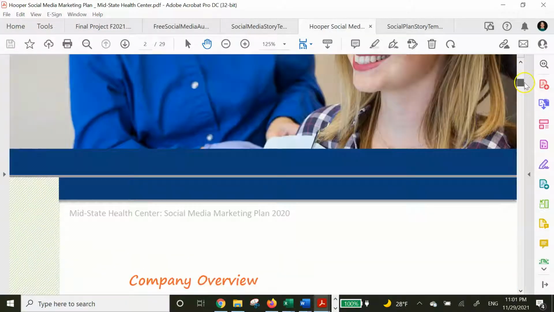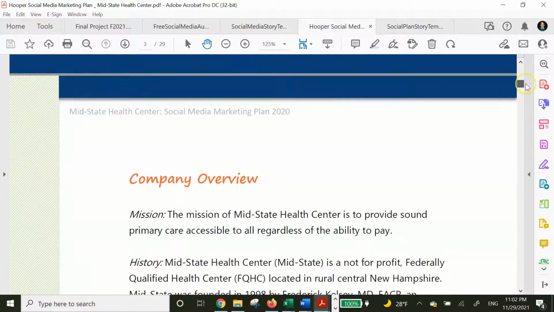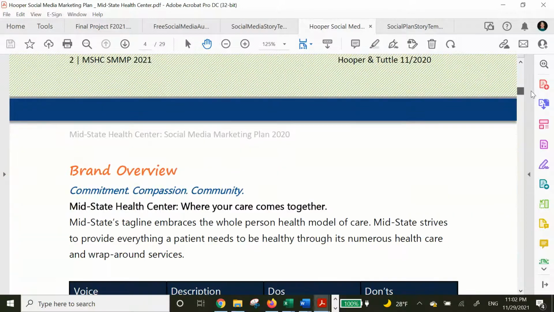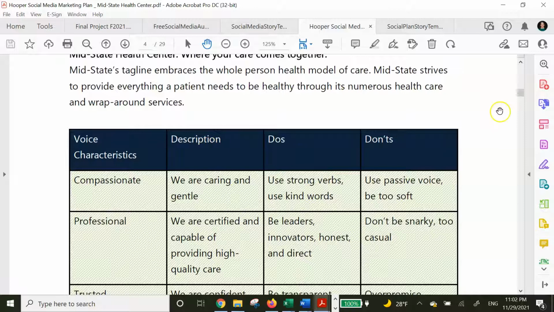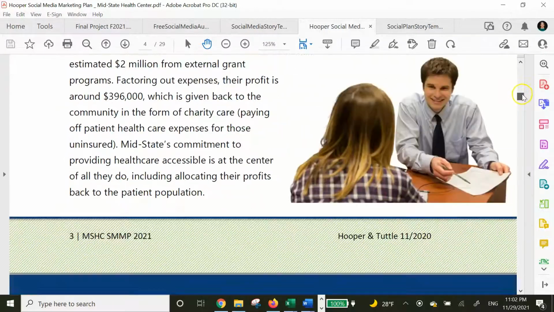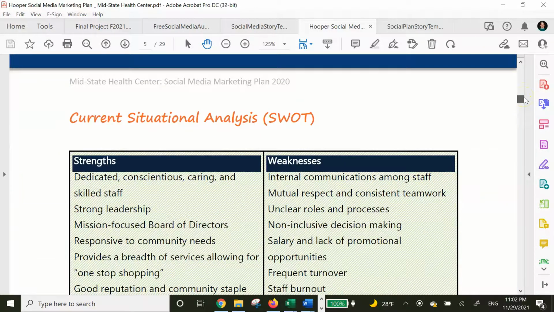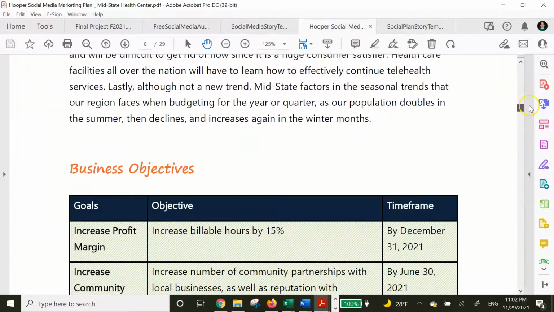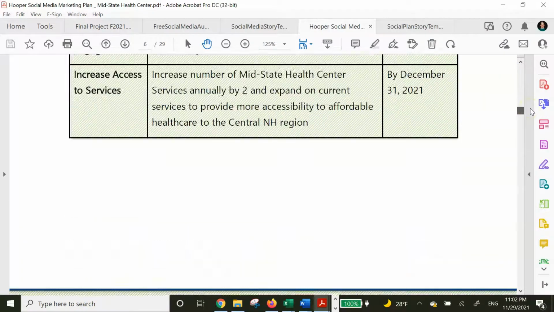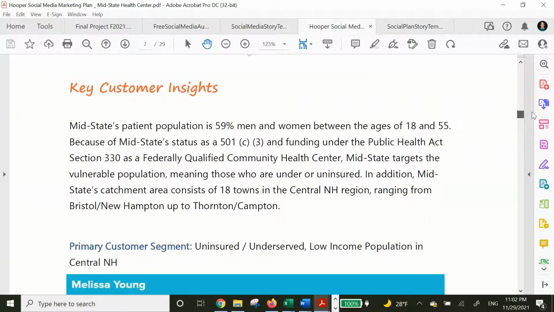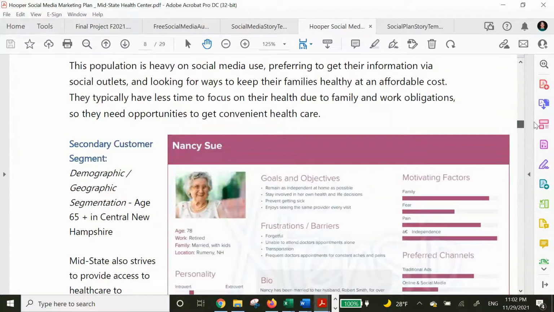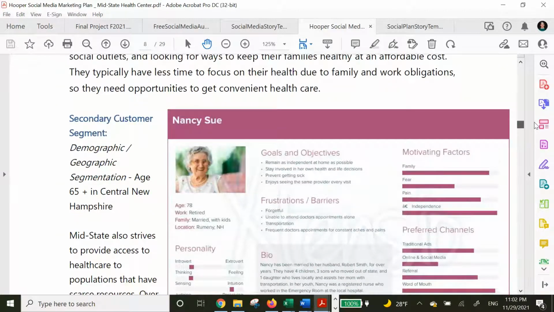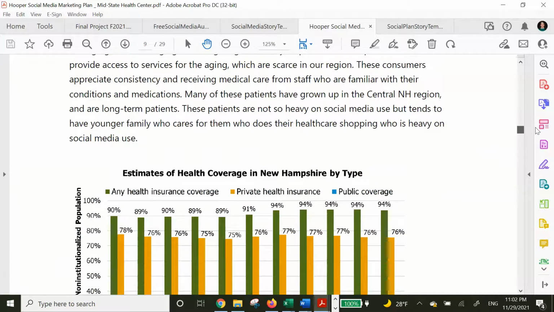Table of contents. Do you see how heavy this is in pictures? And here it goes, the company overview, brand overview. There it goes, the first audit, the templates that we were talking about, the SWOT analysis, business objectives, key customer insights. There is the consumer persona. She added a second consumer.